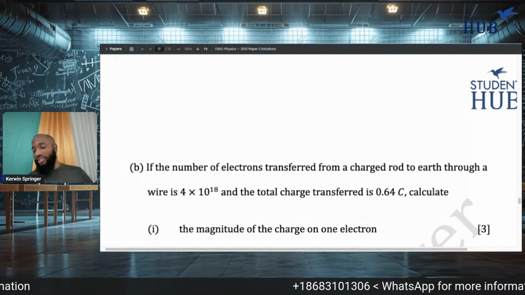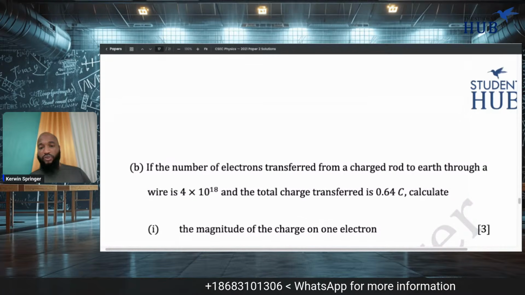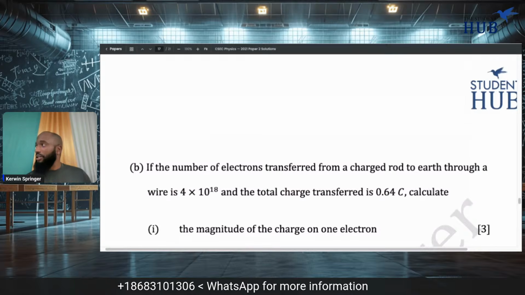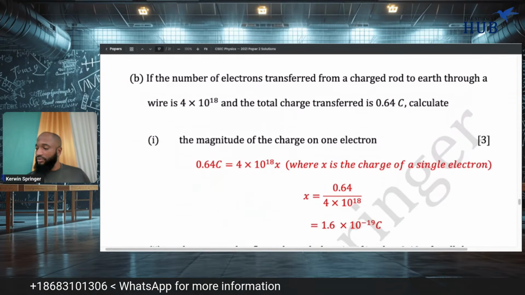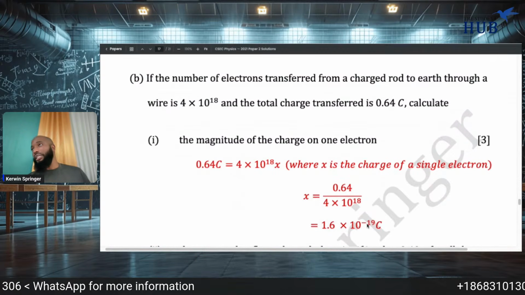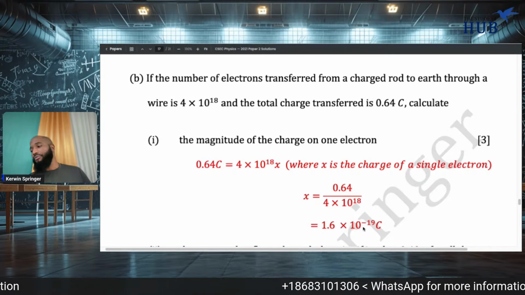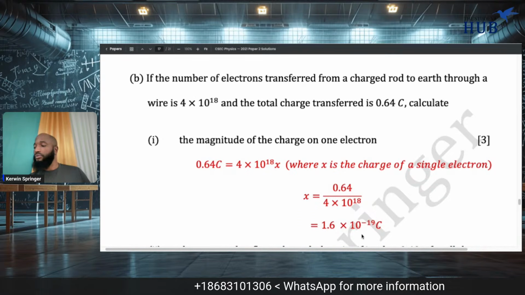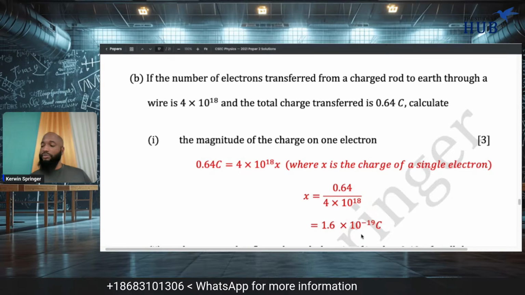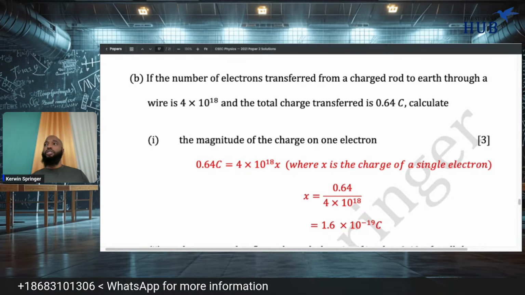So you divide. So 1 would be 0.64 divided, and you're supposed to get a very tiny number. 1.6 times 10 to the negative 19, which is a number that you should know offhand. 1.6 times 10 to the negative 19. Double check it.